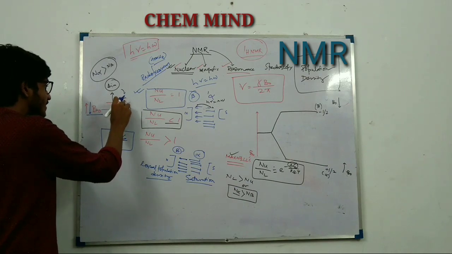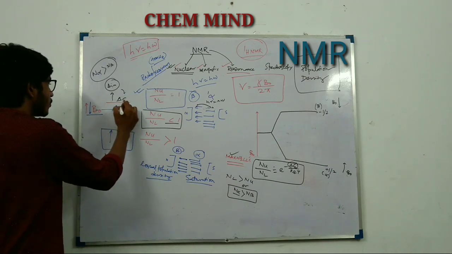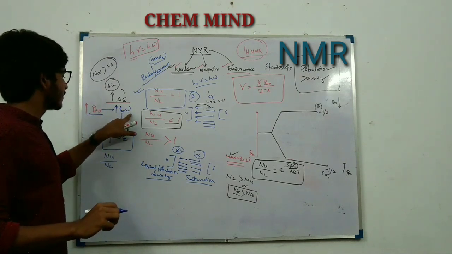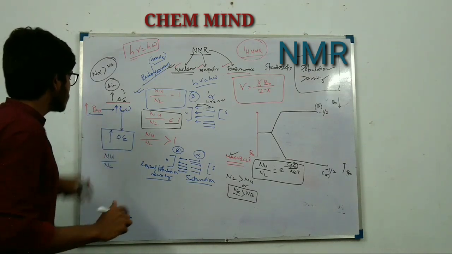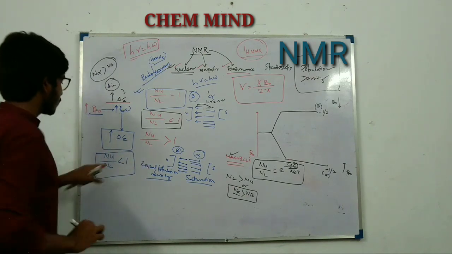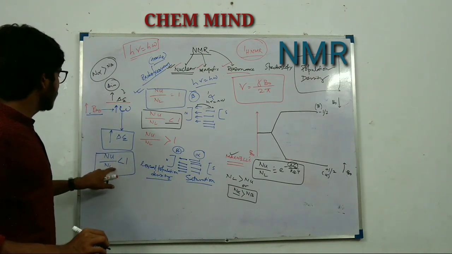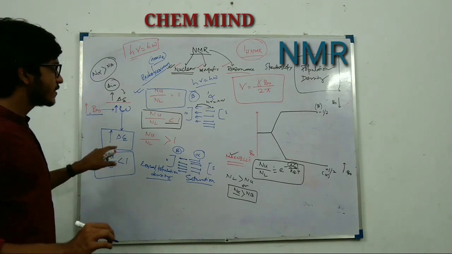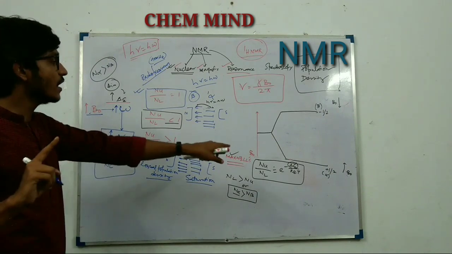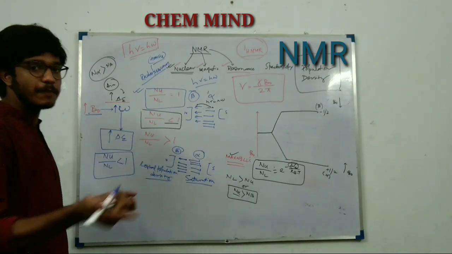Or we could decrease the B naught, but decreasing B naught is not our aim. By increasing B naught, the omega value increases and delta E increases, so Nu by Nl comes to less than 1. So we will achieve that particular Nu by Nl less than 1. This is a very important condition for getting the continuous absorption spectra.